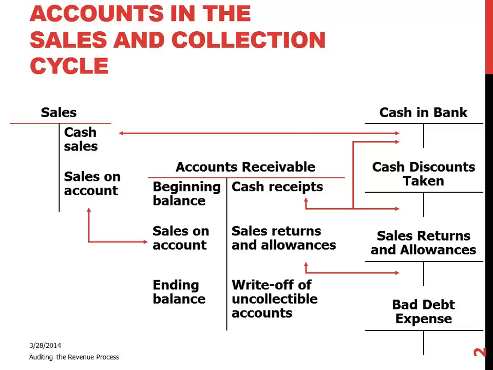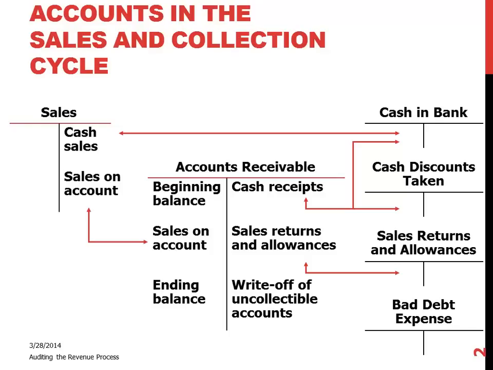So with the accounts in the sales and collection cycle, when we record a sale, we're going to record that sale in the income statement as revenue. And the impact of that sale is that we're going to collect cash or we're going to sell it on account. So let's go with the perspective that we're going to sell on account, which means that we're going to create an accounts receivable that's reflected in the balance sheet.